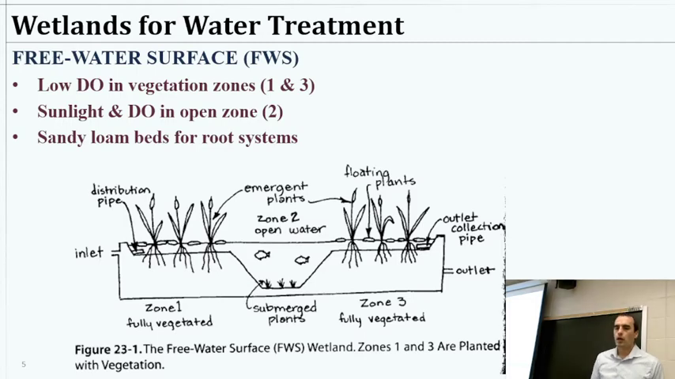Okay, so free water service. How do we manage them? What do they look like? And what are the considerations? Well, first of all, we understand that we're going to have low dissolved oxygen in some places. That's going to be zones 1 and 3 here, where we have, first of all, let's say the water is going to flow this way, right? The inlet here, we've got it distributing across all sorts of plants here in zone 1.